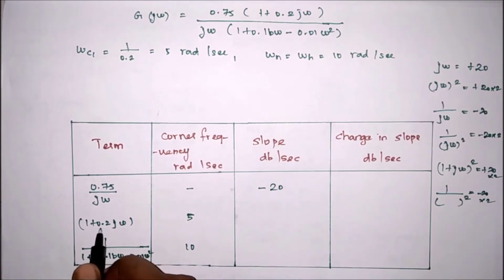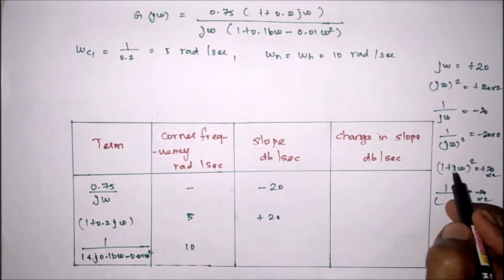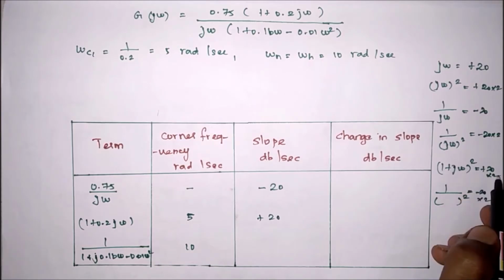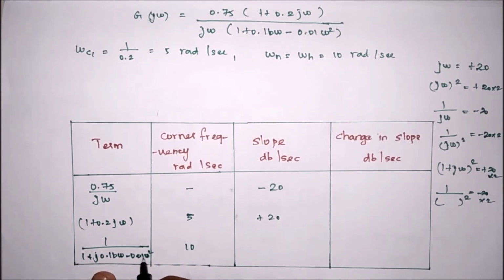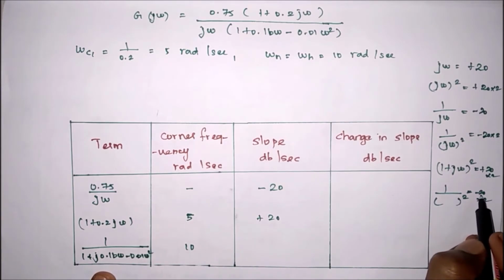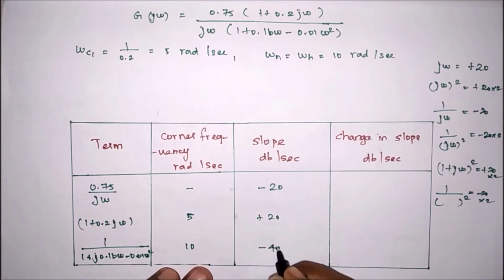Then actually it is plus 20. So according to this, plus 20. If it is square, we have to multiply with 2. So here, 1 by quadratic form. For a quadratic equation, the highest power is square. So if it is in the denominator, we have to use minus 20. If the highest power is 2, then minus 20 into 2, minus 40. So we have to use minus 40.